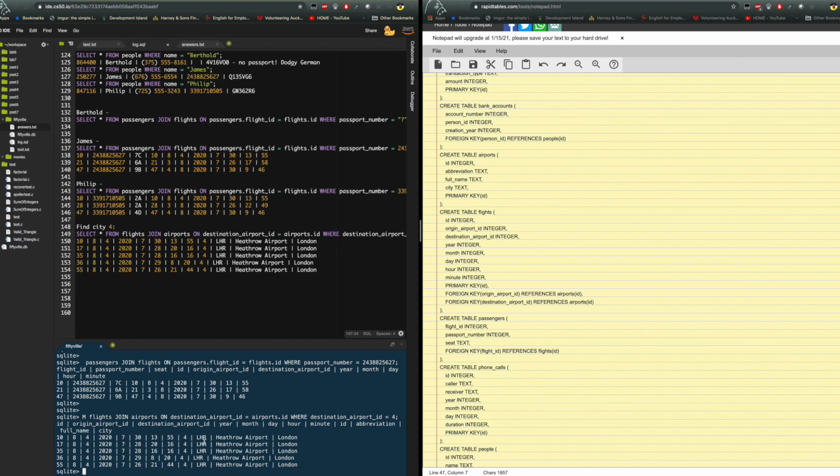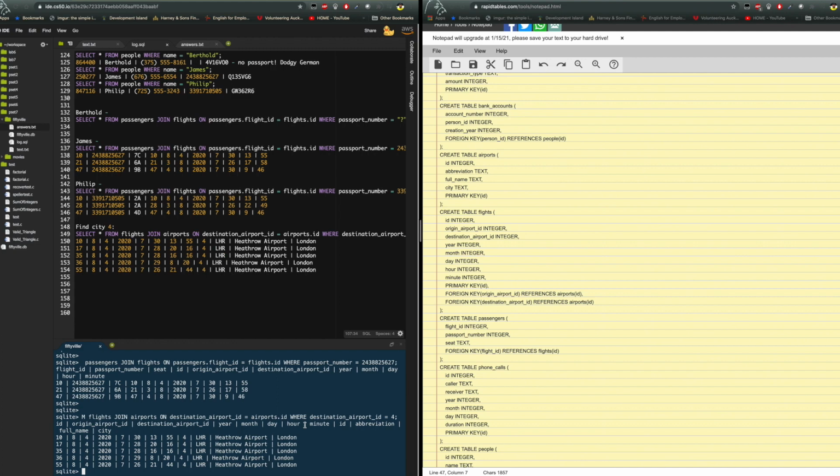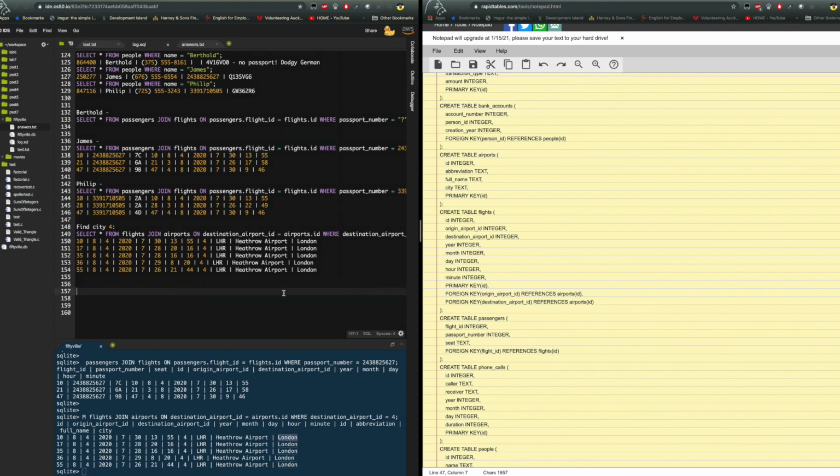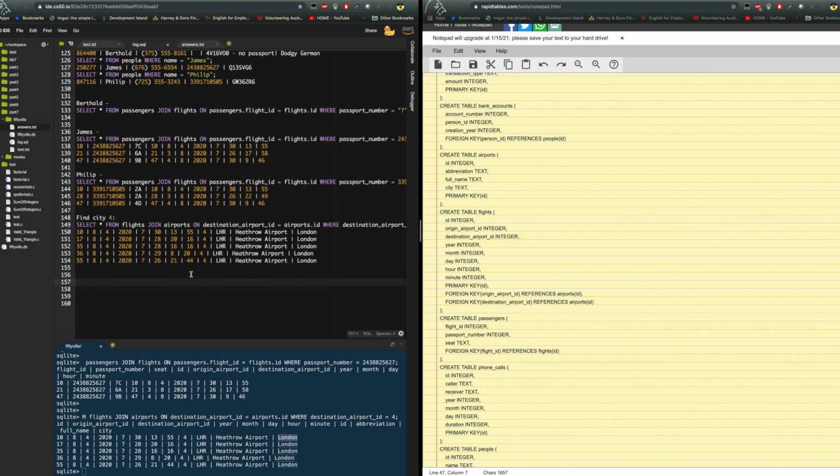Basically, when we execute this command, it gives me all this information. It doesn't matter for me, but I know that destination airport ID is 4, abbreviation LHR, which is Heathrow Airport, city London. And at that point I decided, oh well, I probably know who the thief is. So I decided to check these names. Ernest, the city where they go, London, and the accomplice is Bertolt.